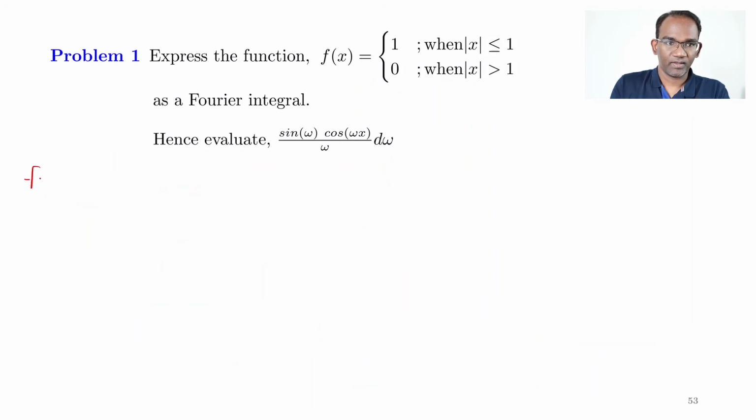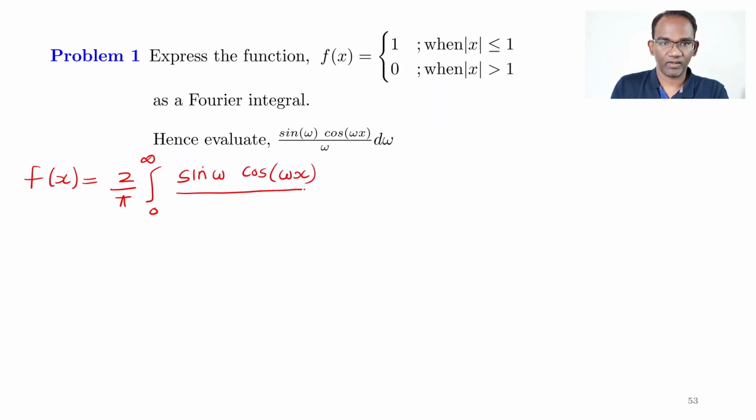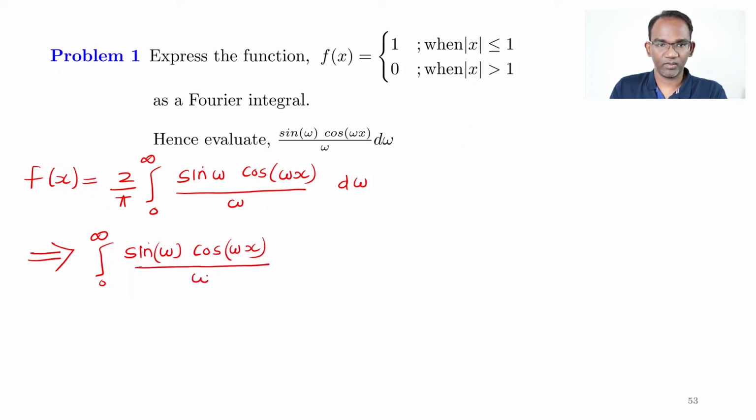Now f(x) is equal to 2 divided by pi, integral 0 to infinity of sin ω cos ωx divided by ω times dω. So this is a Fourier integral. So from here we have integral 0 to infinity of sin ω cos ωx divided by ω times dω as equal to pi by 2 times f(x).